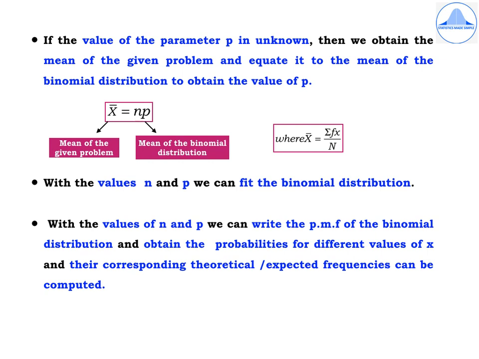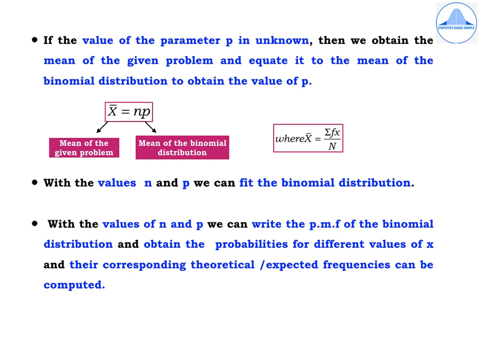It is E of x equal to np. So that's what you see on the screen. The important formula which will be used is x bar is equal to np. So what is x bar? X bar you have to calculate from the problem which is given to you, and np is the mean of the binomial distribution. So you have to use x bar equal to np only if you don't know the parameter p value.